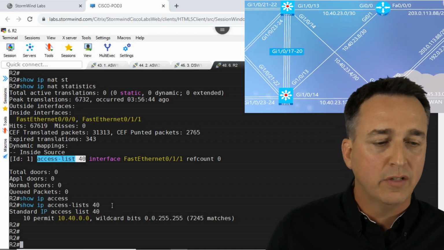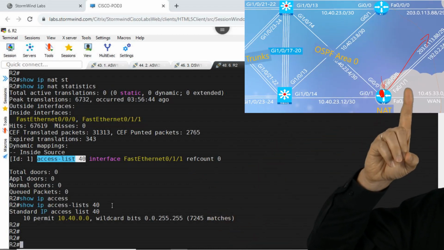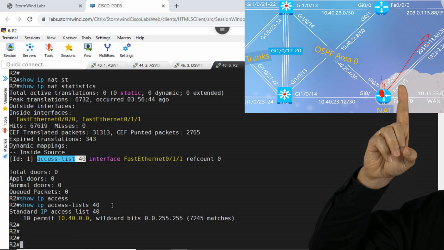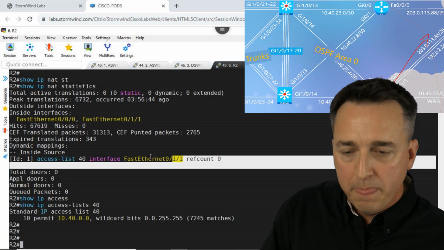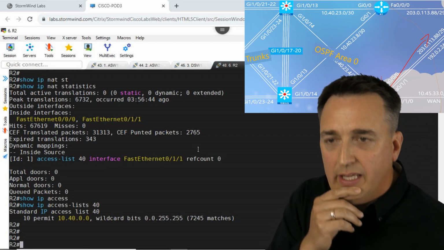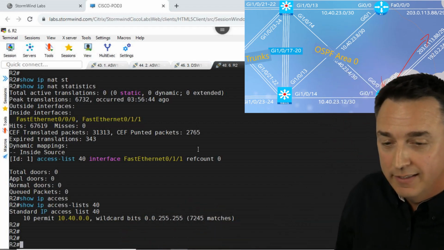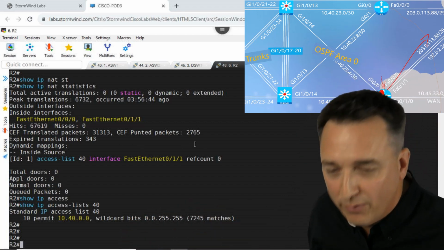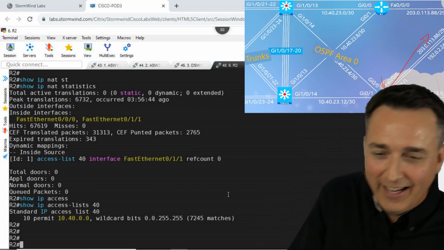So that successfully is allowed to translate to the IP address of interface 0/1/1. Okay, so that's fine. This looks pretty good to me. What else? Anybody see anything? Russ, do you see anything that might be out of the ordinary here? Let's test Russ. Good. Yeah, look at this.